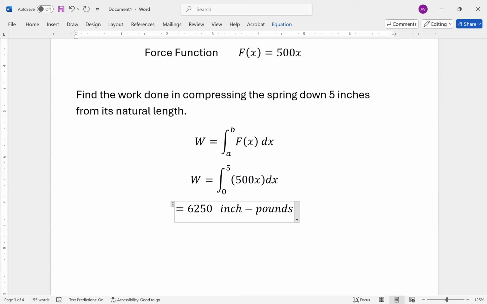If I wanted to convert that into foot pounds, I could, knowing that there are 12 inches in a foot. And if you wanted to convert pounds to tons, you could do that too. Just multiply times some pound to ton conversion. 2,000 pounds is 1 ton. So if you wanted to convert it into some other label, you could easily do that. But there we go. That's how much work is done in compressing the spring down 5 inches from its natural length.